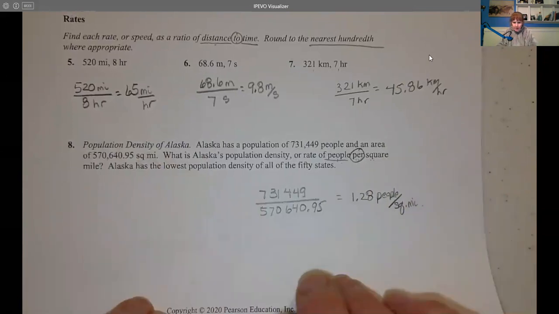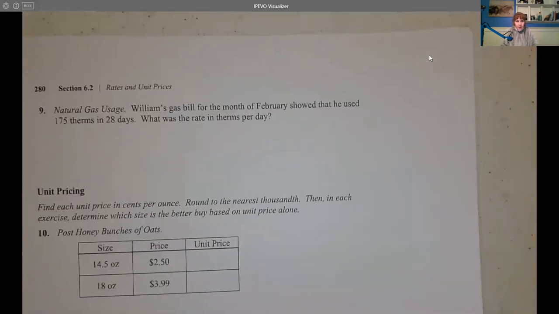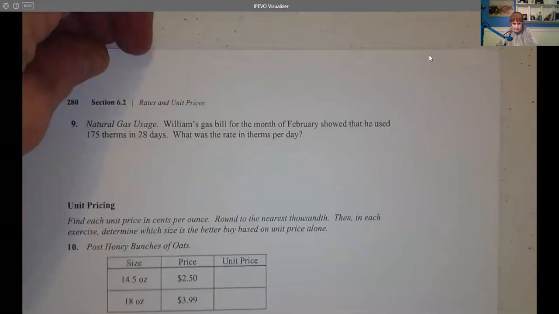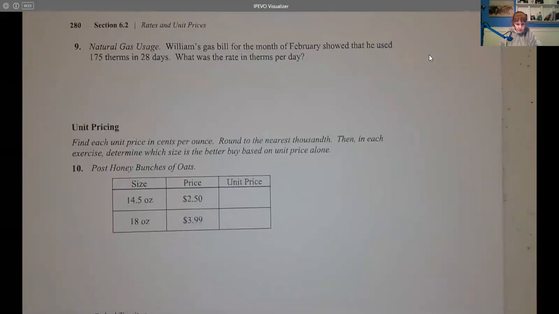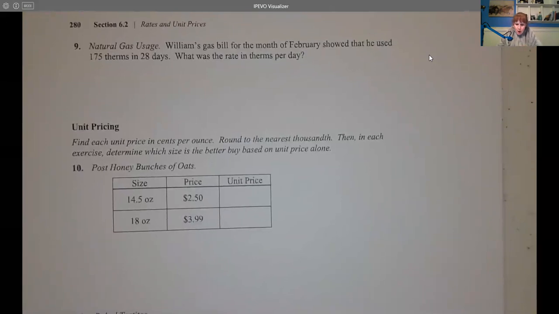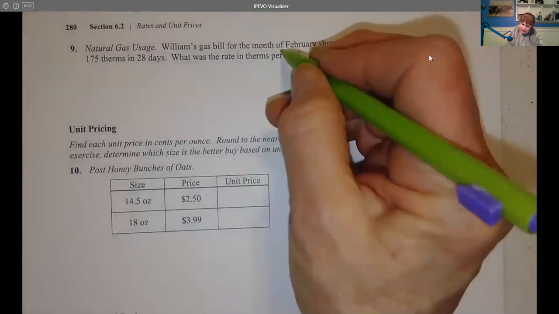Great. Let's look at some other examples of this idea and then apply it to some money. But I want to do number 9, and then we'll look at 10 and 11, and we'll be done with 6.1 and 6.2. All right, natural gas usage. William's gas bill for the month of February showed that he used 175 therms in 28 days. What was the rate in therms per day? So per is our divide.